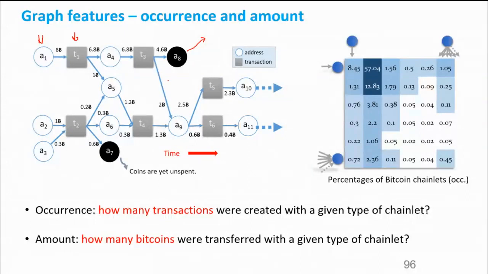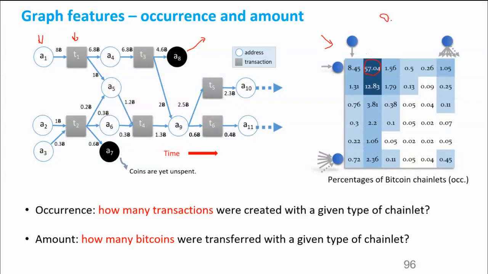So by looking at these chainlets, we can actually count how many transactions were created with the given type. Or if you look at amount, how many bitcoins were transferred with a given type of chainlet. On the figure right here, I am showing you a matrix where, for example, the cell here indicates the percentage of chainlets where there are 1 input addresses and 2 output addresses.